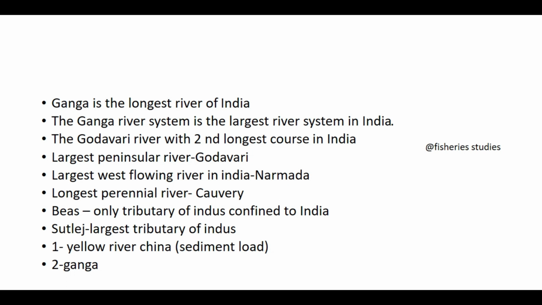Largest west flowing river is Narmada. Longest perennial river in India is Kaveri. Beas is the only tributary that is confined to the Indian region. Sutlej is the largest tributary of Indus. In the world, the river which deposits the most sediment load is, first place goes to Yellow River, China. Second place goes to Ganga.